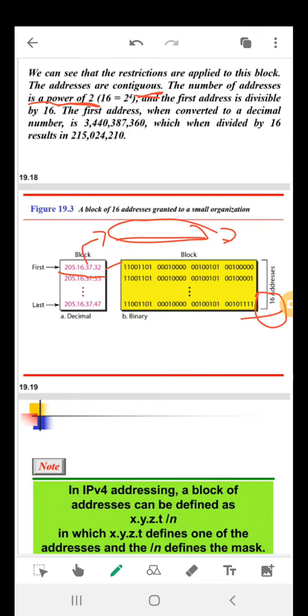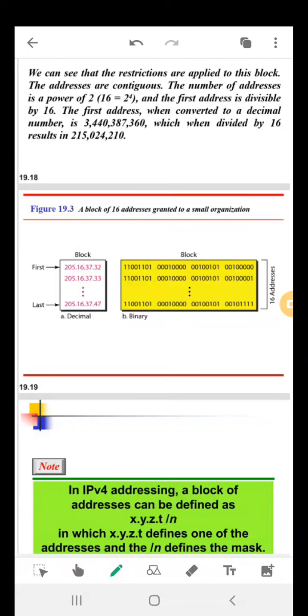So we can see here that I want 16 IP addresses, so the ISP provided me the IP addresses starting from 205.16.37.32, and in a contiguous manner gave us the 16 IP addresses, and it is satisfying all 3 requirements. So it belongs to a classless IP address.